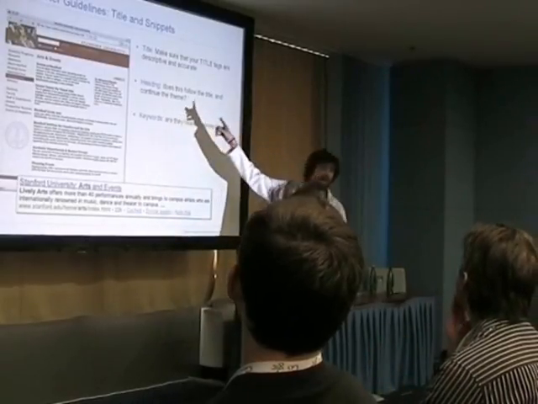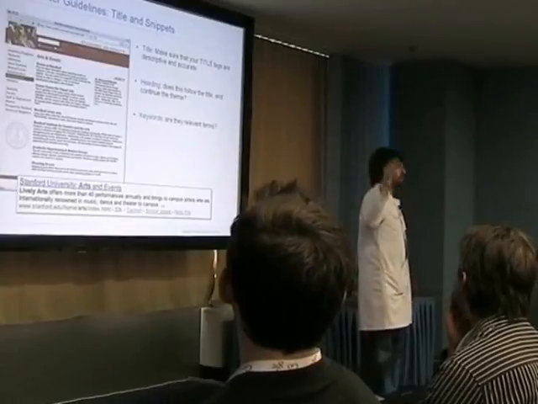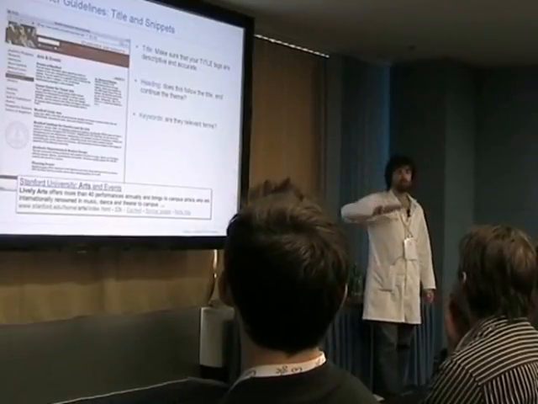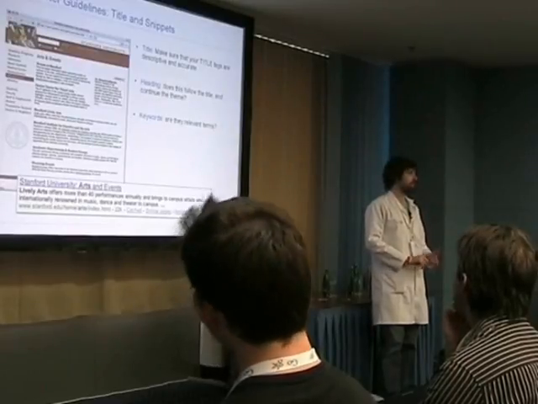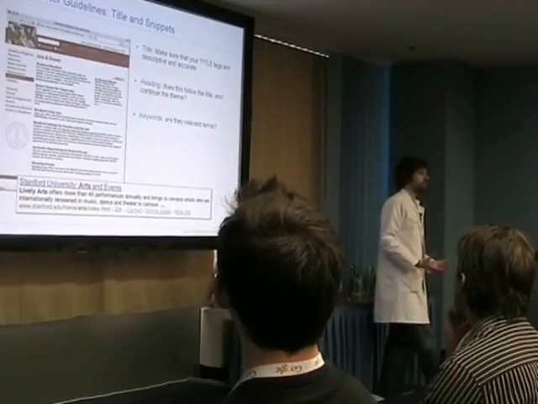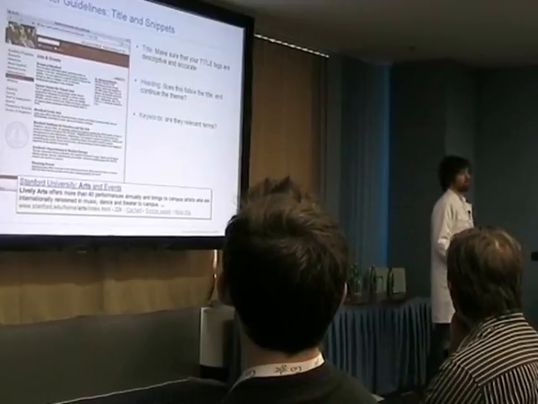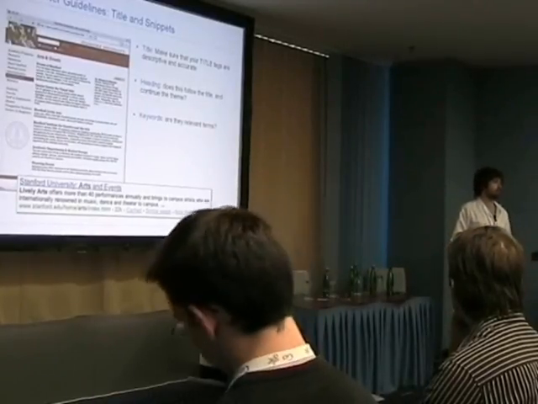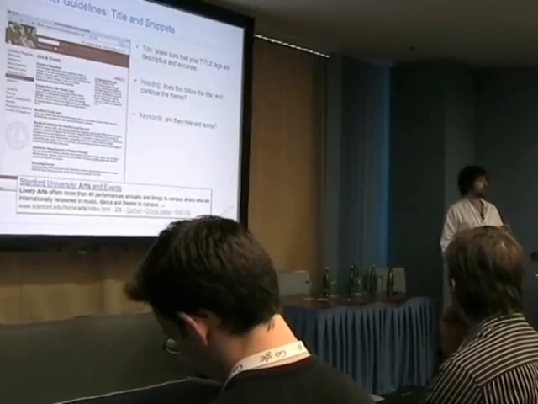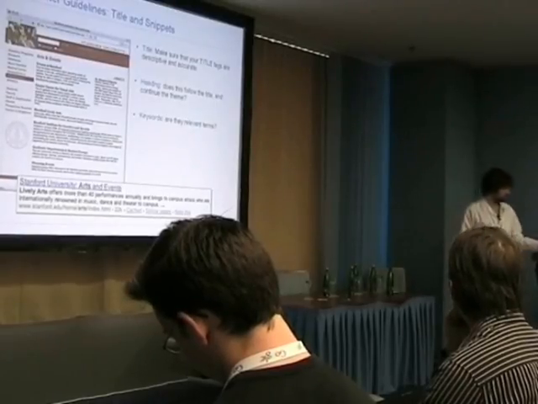And similarly with the heading, make it aligned to the title. If you want to break the content up into multiple sections, use headings to do it. Make the H1 the top heading. If you've got subsections, use H2 or H3, whatever works for you. But break it up in a sensible way. And finally, keywords. Are they relevant terms? I told you I was going to drill this home again and again. But do think about those keywords as you write them.